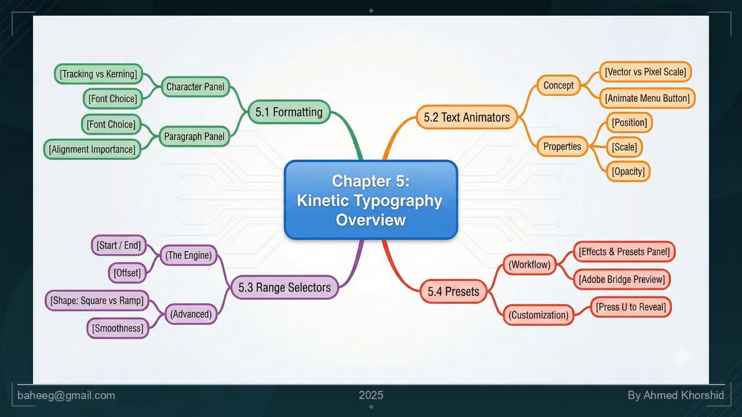Figure, Mind Map, Chapter 5, Kinetic Typography. Overview, Kinetic Typography. 5.1 Formatting: Character Panel, Tracking vs Kerning, Font Choice, Paragraph Panel, Alignment Importance. 5.2 Text Animators: Concept, Vector vs Pixel Scale, Animate Menu Button, Properties: Position, Scale, Opacity. 5.3 Range Selectors: the Engine, Start, End, Offset, Advanced, Shape, Square vs Ramp, Smoothness. 5.4 Presets: Workflow, Effects and Presets Panel, Adobe Bridge Preview. Customization, press U to reveal.